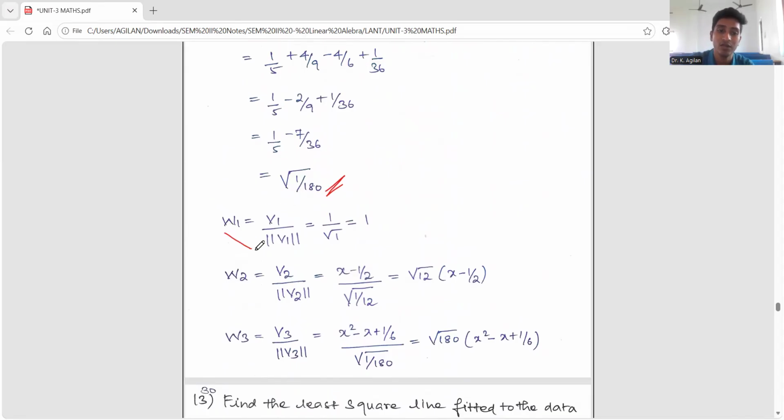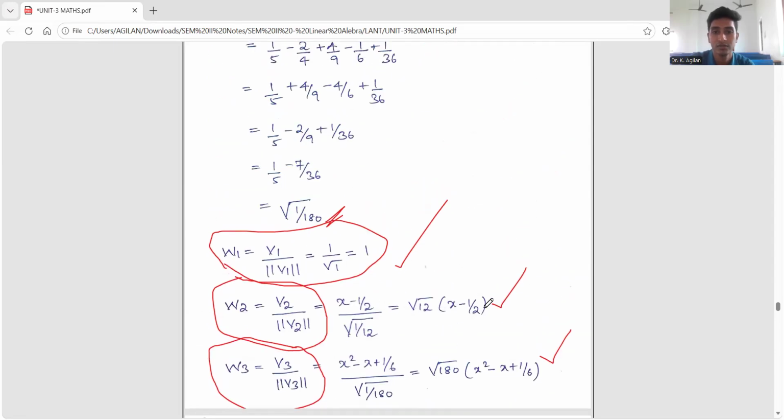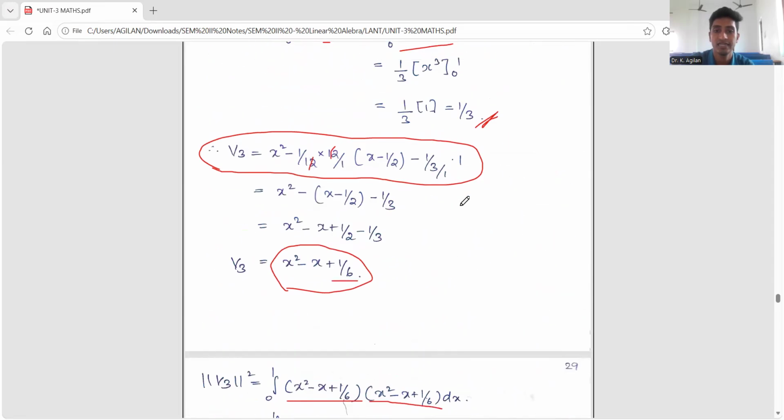What is W1? W1 is V1 divided by the norm of V1. W2 is V2 divided by the norm of V2. W3 is V3 divided by the norm of V3. So substitute V1, V2, V3 and the norms of V1, V2, V3, and we can find the final answers, right? These are the simple terms.